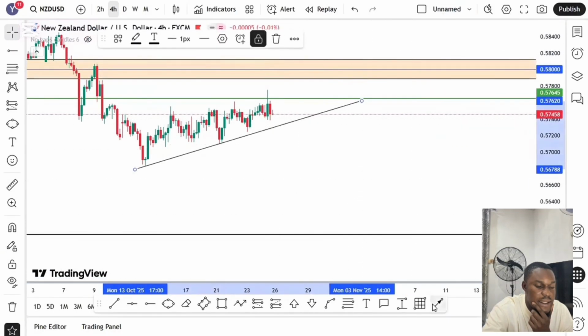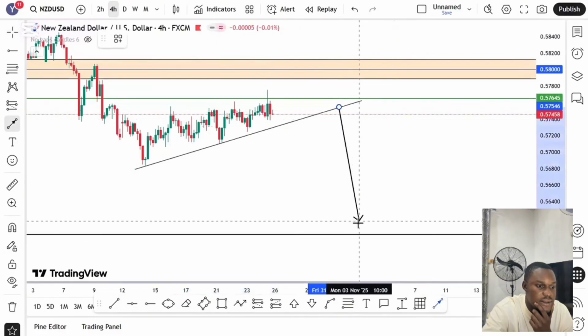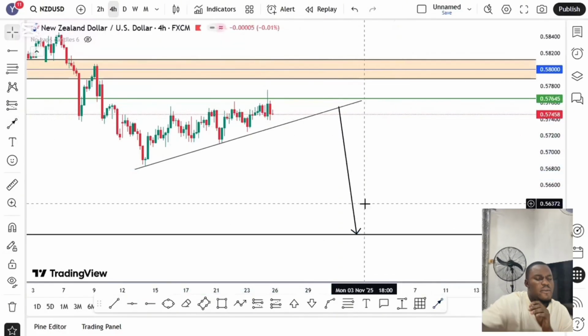So NZDUSD to the downside, I'm favoring the downside to around 90% on NZDUSD. And you know, when the dollar index is going up, we expect the NZDUSD to come down. So it is inverse of the dollar index.